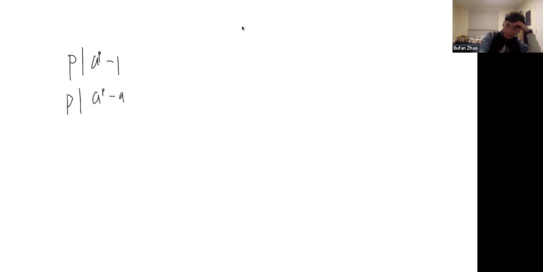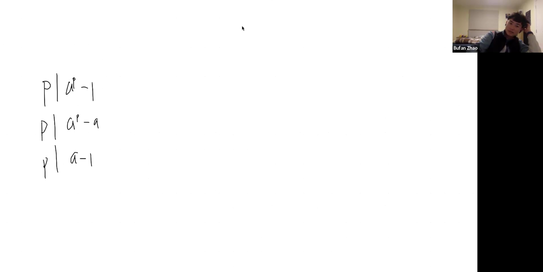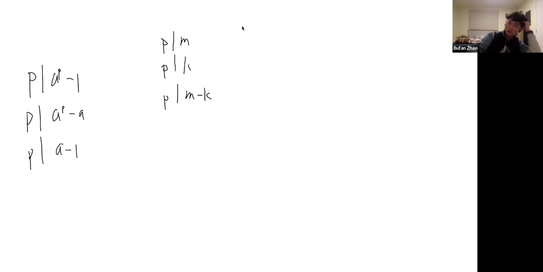I wouldn't say that. I don't think P actually divides a to the p. But what I know is P divides the difference, which is a minus 1, right? If P divides two numbers, P must also divide the difference. Can everyone see that? Right? If P divides M and P divides K, P must also divide M minus K. For example, so we know for sure.